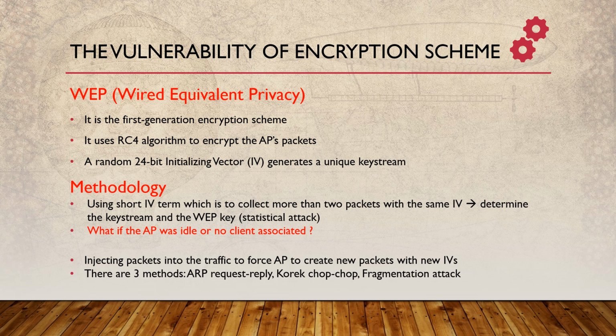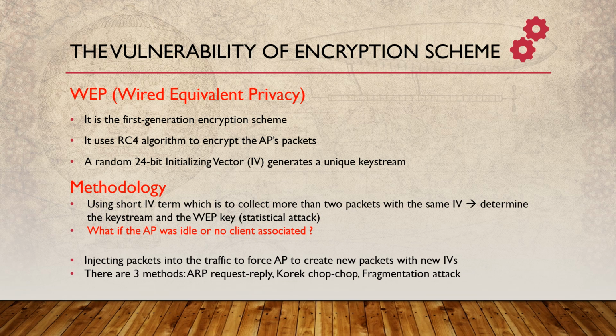WEP uses an algorithm called RC4, where each packet is encrypted at the AP and is then decrypted at the client. It ensures that each packet has a unique keystream by using a random 24-bit initialization vector. This IV is contained in the packet as plain text. The short IV means in a busy network, we can collect more than 2 packets with the same IV. Then we can determine the keystream and the WEP key by using statistical attacks. The more IVs that we can collect, the more likely we are to crack the key.